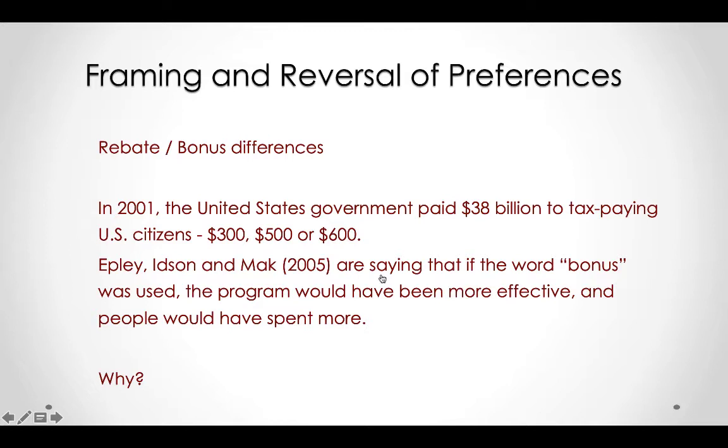So the idea was that you get some money back, a tax rebate, and you go out and spend it. Now, a study done by Apley, Eidson, and Mack in 2005 said that if the government would have used the word bonus rather than rebate, the program would have been much more effective and people would have spent more. The question is why. Before I move on to the next slide, what's the difference between rebate and bonus in the idea of mental accounting, what we just said? So pause for a second, think about it, and then move on.